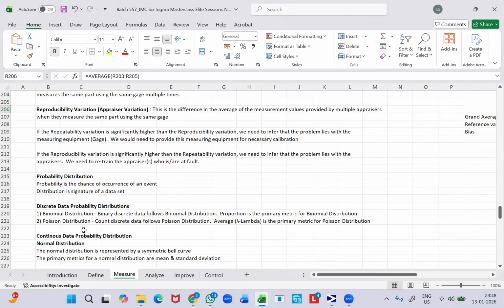So if you are going to toss the coin for the first time, what is the probability of getting a head or the probability of getting a tail? It will be 50-50%, because there are only two options that we can get as a result. So when we are tossing the coin for the first time, the probability of getting a head is 50%, and the probability of getting a tail is 50%.